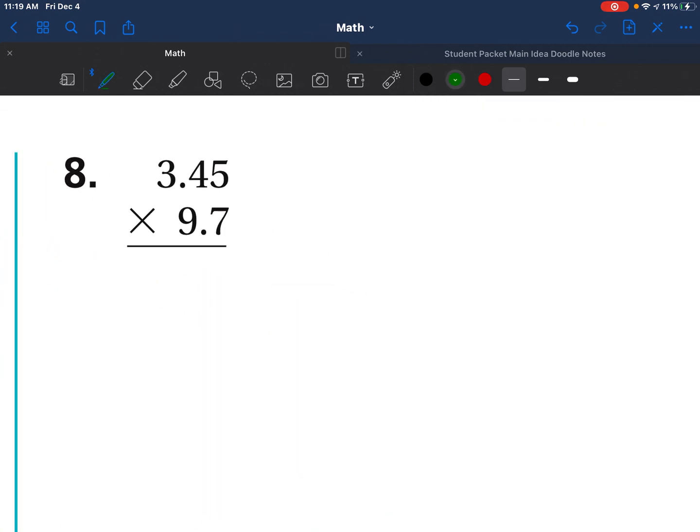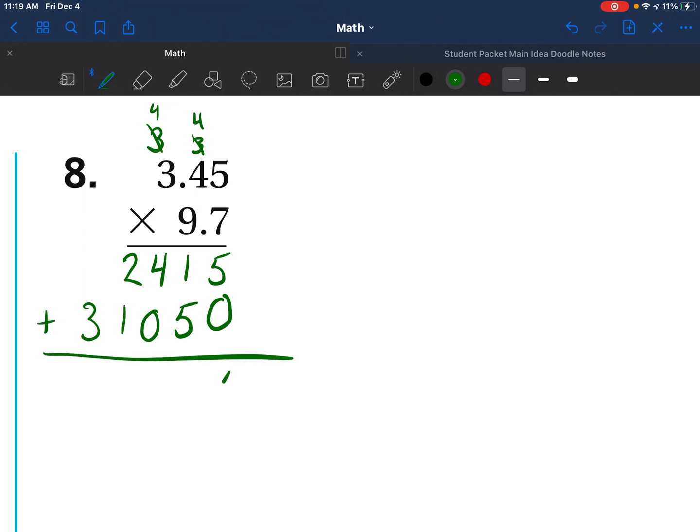Number 8, 7 times 5 is 35. 7 times 4 is 28, plus 3 is 31. 7 times 3 is 21, plus 3 would be 24. Place value holder. 9 times 5, again, is 45. 9 times 4 is 36, plus 4 would be 40. 9 times 3 is 27. 27 plus 4 would be 31. Add them up.